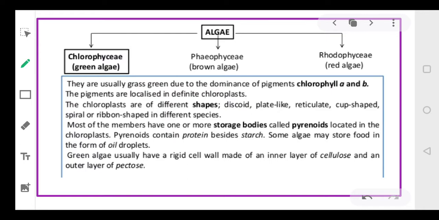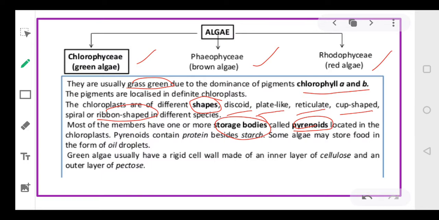Clear? Now, as I told you, we can classify algae into 3 basic types: Chlorophyceae, Phaeophyceae, and Rhodophyceae. Chlorophyceae is called green algae. The green color is due to the presence of chlorophyll A and B in the chloroplast. The chloroplast can be discoid, plate-like, reticulate, cup-shaped, or ribbon-shaped. Most members have storage bodies called pyrenoids, which store proteins, starch, and in some cases oil droplets. Green algae is usually covered with a rigid cell wall made up of cellulose and pectose.